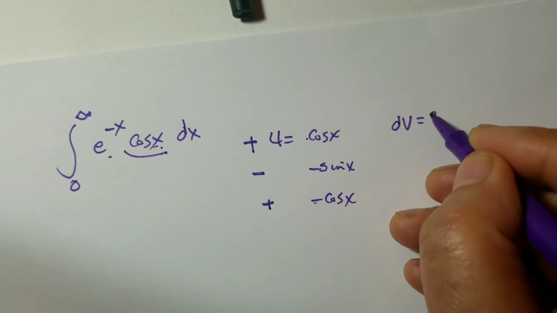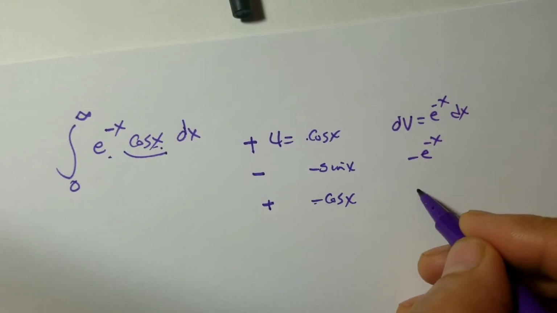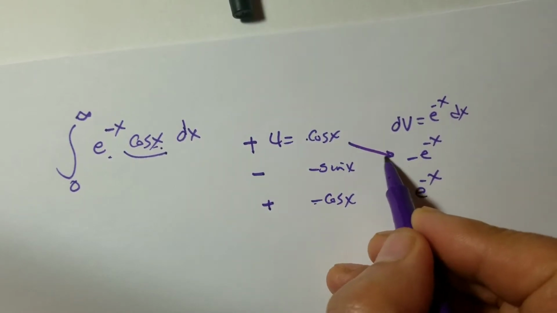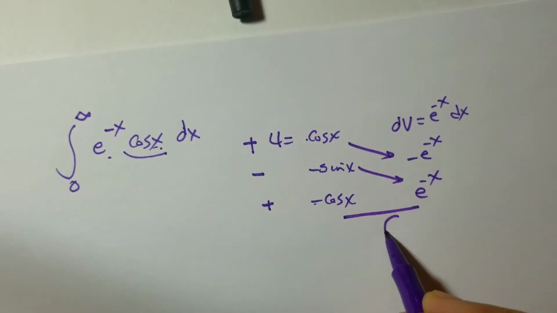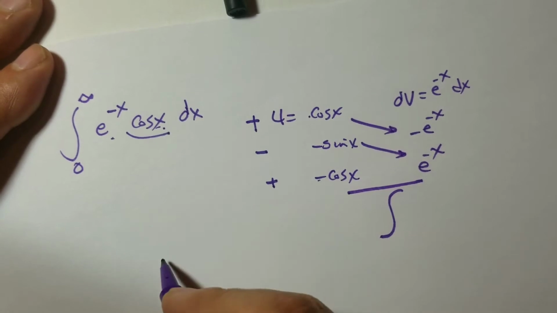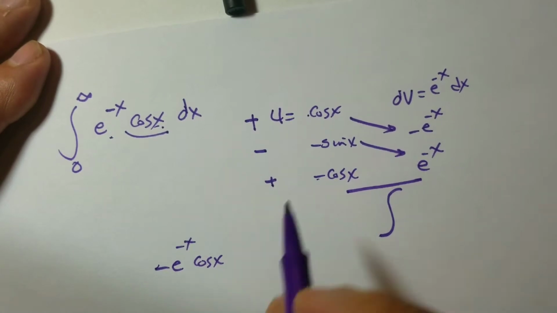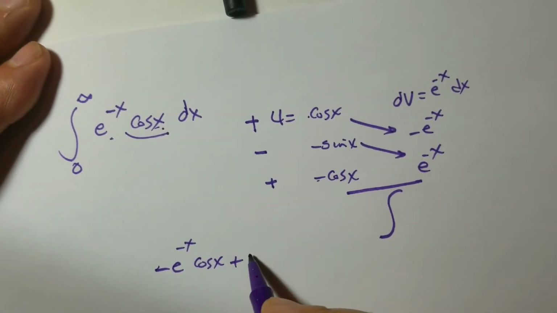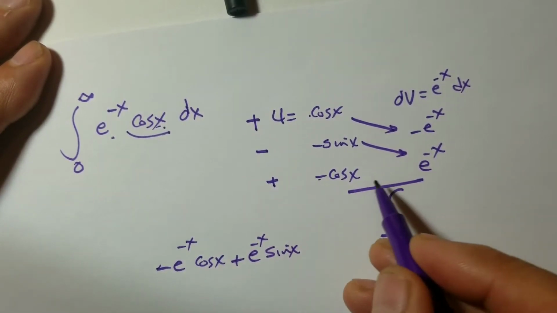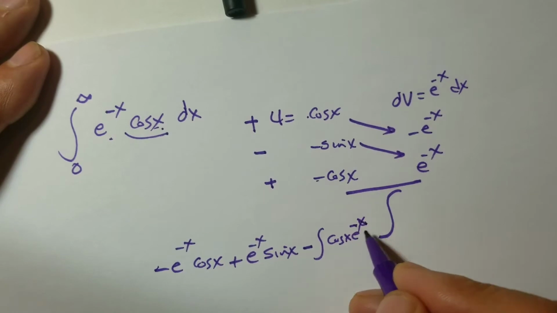Your dv is e to the power of negative x dx. Your v is negative e to the power of negative x. Your next v is e to the power of negative x. But you stop right there. Your answer becomes this, and the integral of the last column. Therefore, in here I'm going to have negative e to the power of negative x cosine x. Negative times negative is a positive, plus e to the power of negative x sine of x. And in here I have negative, and it becomes the integral of cosine x e to the power of negative x dx.